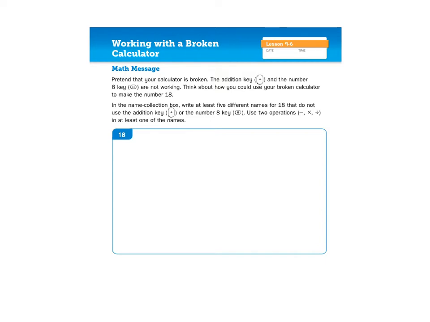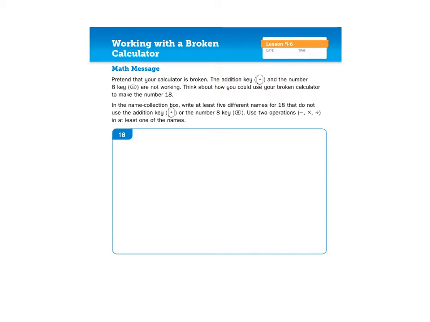Okay. On page 289, our math message says this: working with a broken calculator. Pretend that your calculator is broken. The addition key and the number 8 key are not working. Think about how you could use your broken calculator to make the number 18. In the name collection box, write at least 5 different names for 18 that do not use the addition key or the number 8 key. Use 2 operations in at least one of the names.